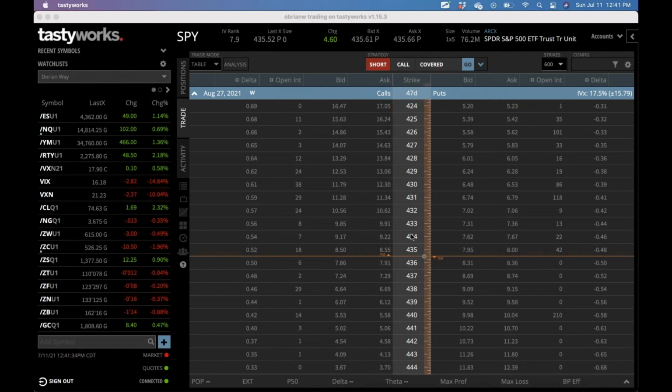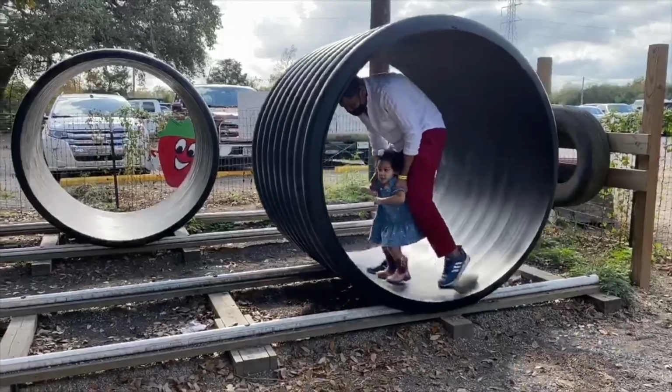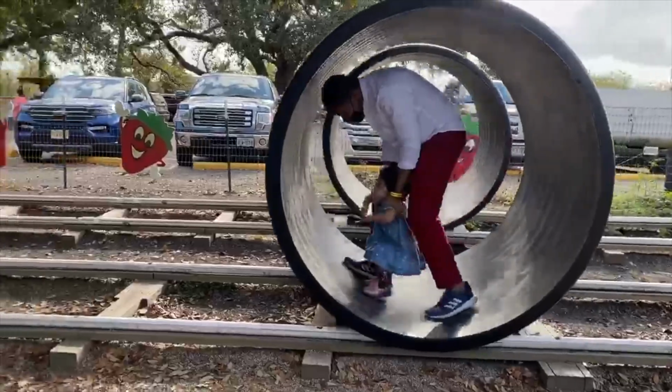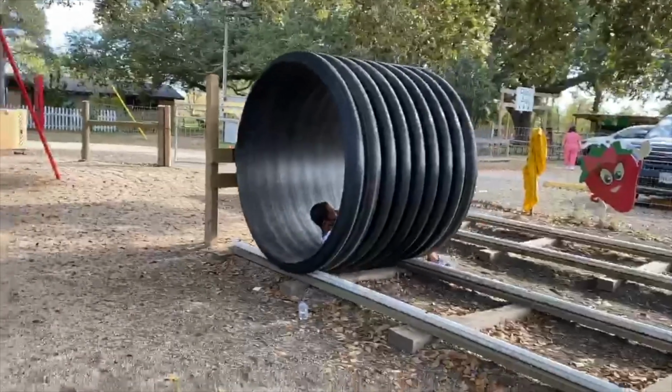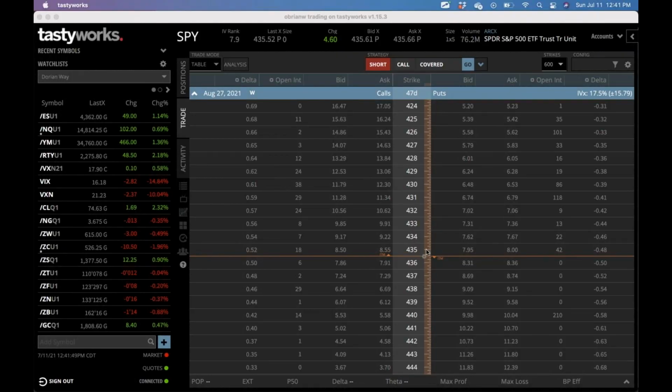When you're looking at this option chain, you want to understand which direction is going up and which direction is going down. On your screen here, going up on your screen is actually going down on an option chain. For example, we have 435, 434, 433, 432, and so forth. This is actually going down on an option chain, which is going up on your screen. And then vice versa, going down on your screen is actually going up. You have the 436, 437, 438, 439, and so forth. This is actually going up on an option chain. So it's important to understand that.